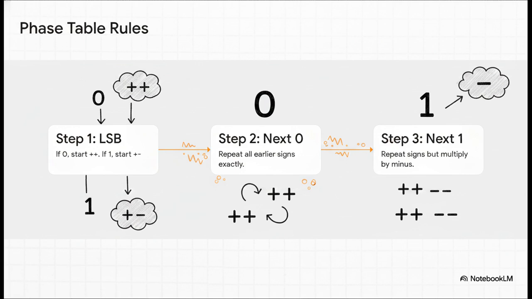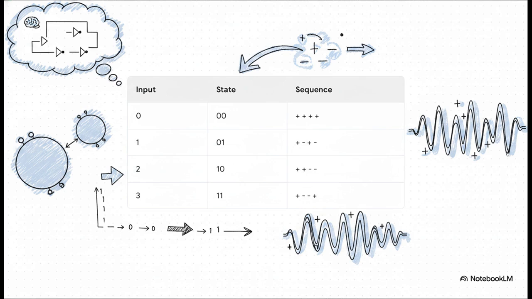Step 2, look at the next bit. If it's a 0, just copy whatever signs you already wrote down exactly as they are. Step 3, if that next bit is a 1, you still copy the previous signs, but, and here's the trick, you multiply them by an extra minus sign to flip them. Let's actually see this in action with a 2-qubit cheat sheet. You can instantly map out exactly where the minus signs land based purely on this repeating pattern.